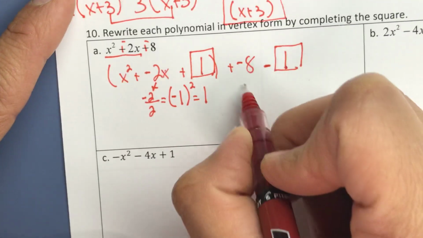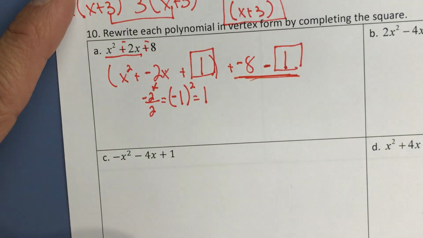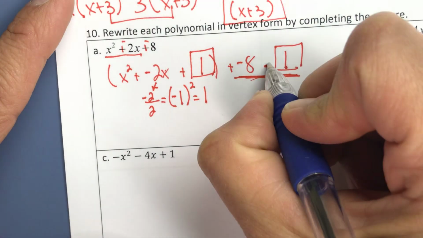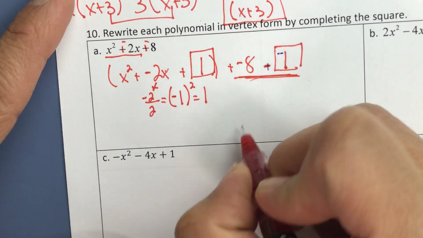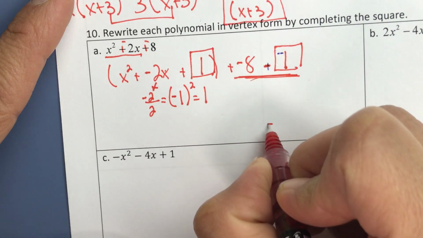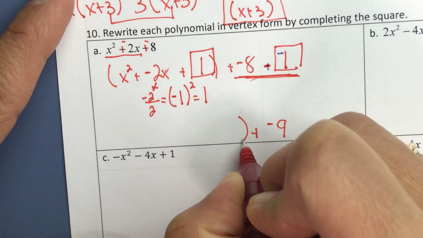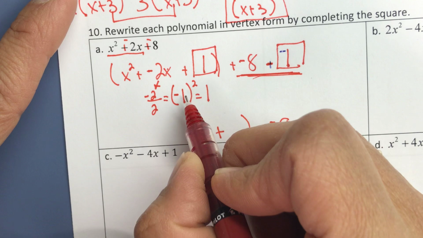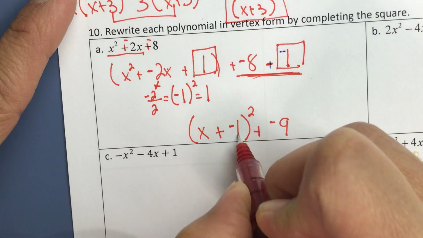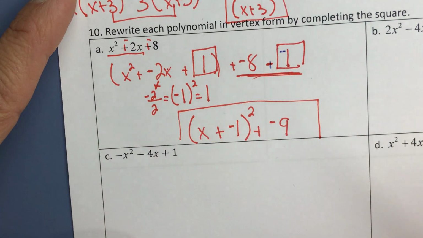So then from there, we would always focus on the outside. Maybe here you want to go through and add the opposite, because then you'll see that outside the parentheses, it's really -8 plus -1, and you'll get -9. And then in parentheses with x plus will be the number that's in front of the squared, just like we'll have our squared here. And now this is in vertex form because we completed the square.